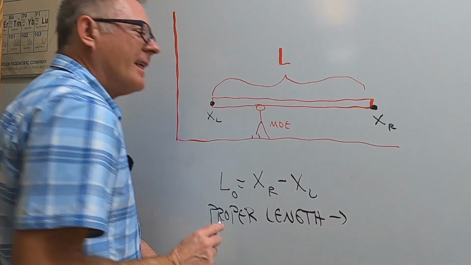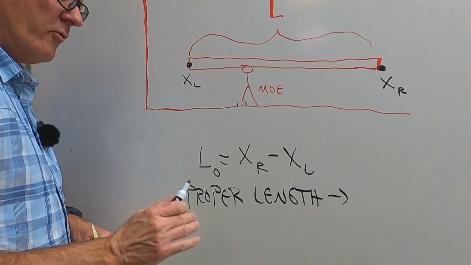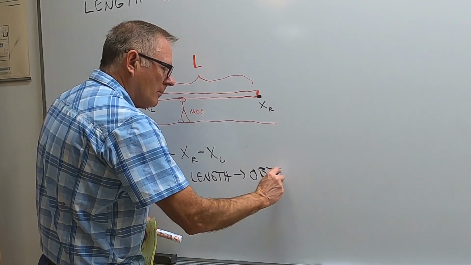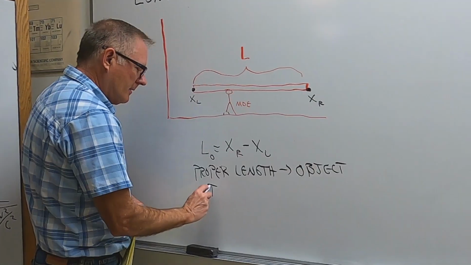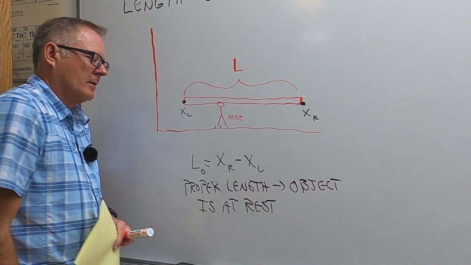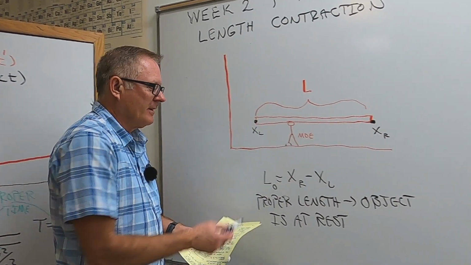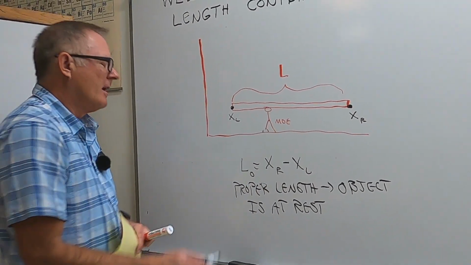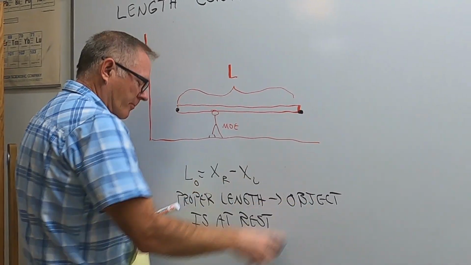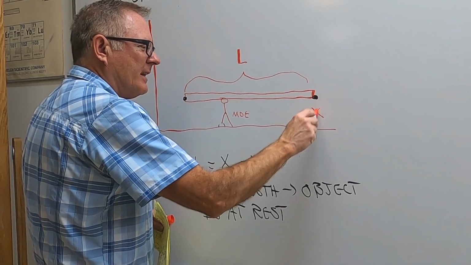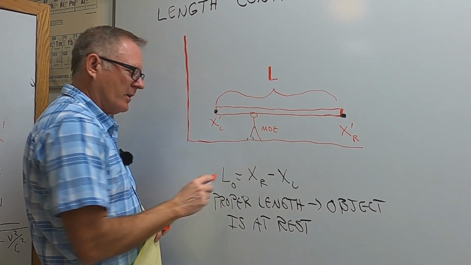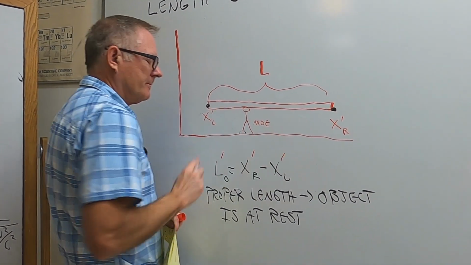Proper length means that the object is not moving relative to you. The object is at rest relative to you. That's what I mean by at rest, relative to you. Okay. Now, these should also be in red, X sub R, and they should be primes, because Mary's doing it all, so these should all be in primes.